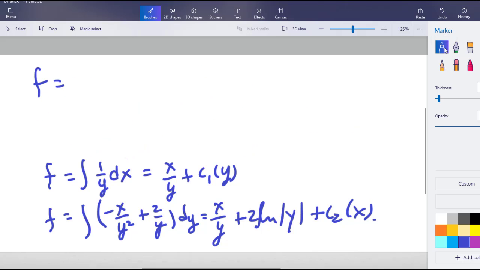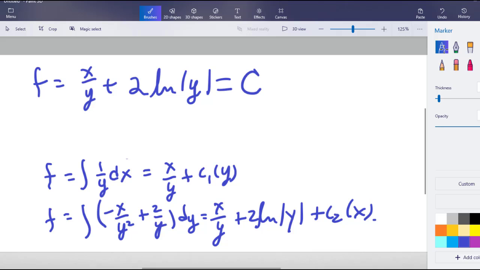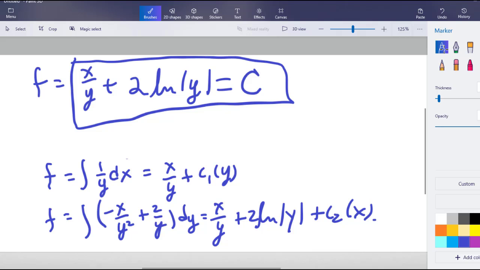Reconciling these two answers, we see that x over y must appear, but so must twice log absolute value of y, and that has to be equal to a constant. This gives us the solution to the differential equation.